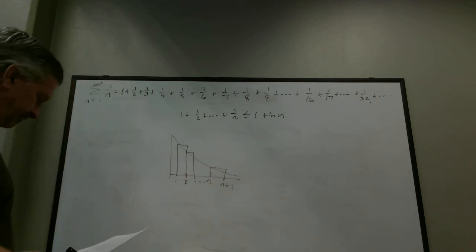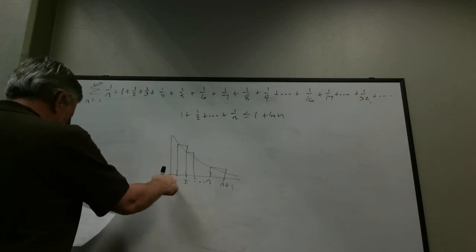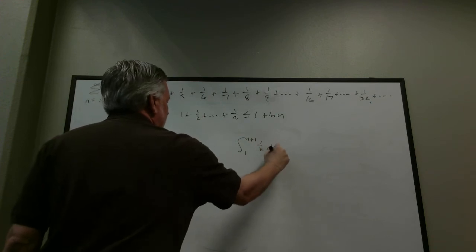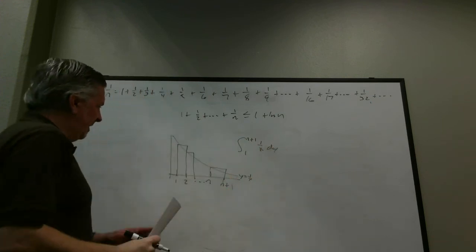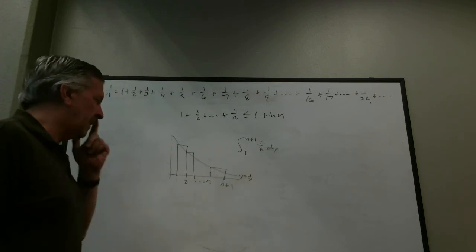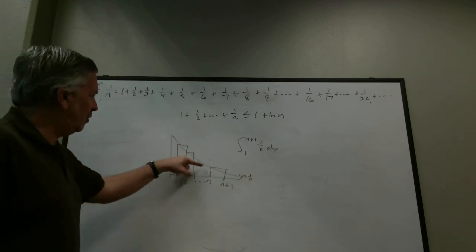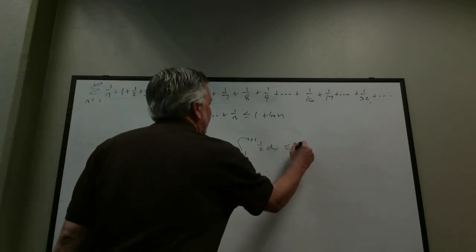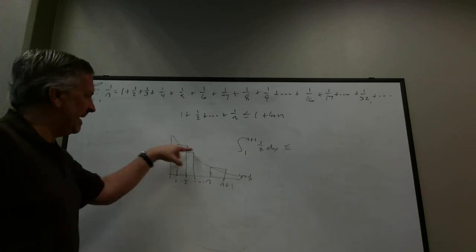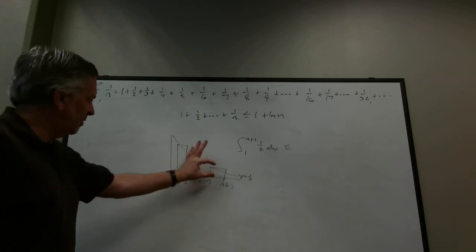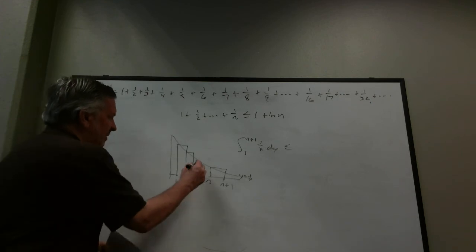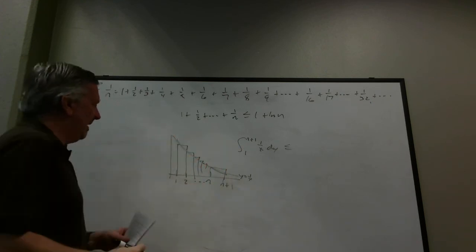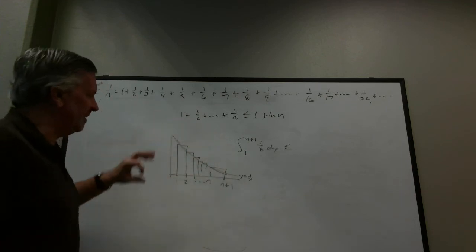So the integral from 1 to n plus 1 of 1 over x dx, this is y equals 1 over x. So I'm integrating from 1 to n plus 1. Notice that's the area under the curve. That is clearly going to be less than or equal to the area of the rectangles. The area under the curve is going to be less than the area of the rectangles because the rectangles are sticking all above the curve.